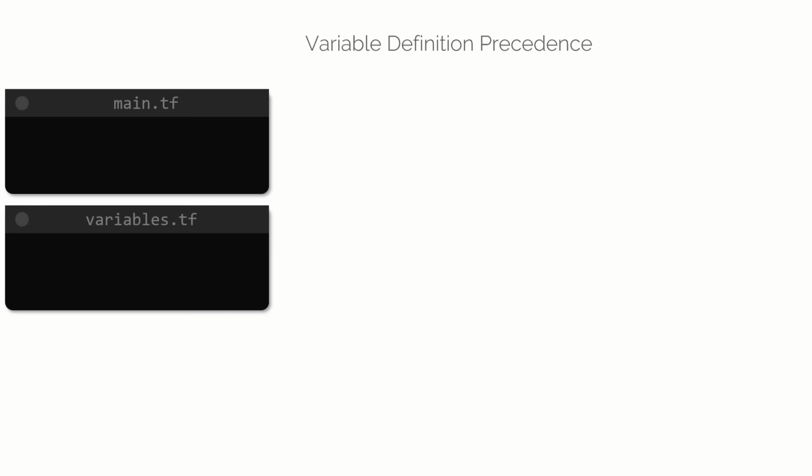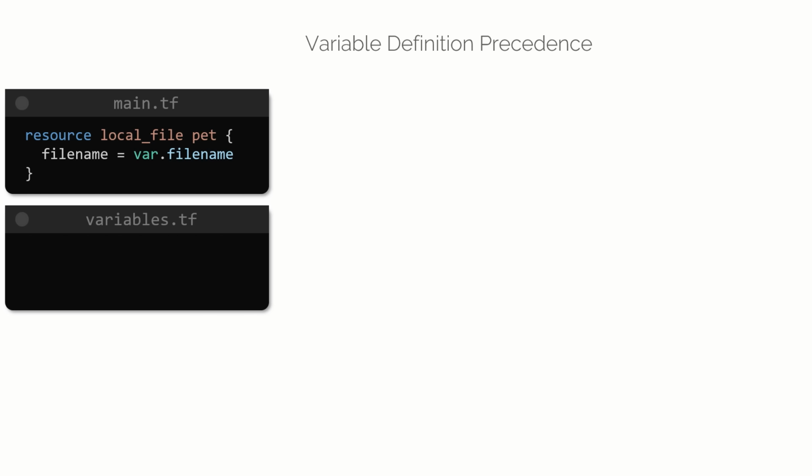Finally, it is important to note that we can use any of the options that we have seen in this lecture to assign values to the variables. But if we use multiple ways to assign values for the same variable, Terraform follows a variable definition precedence to understand which value it should accept. To illustrate this, let us make use of a simple example.